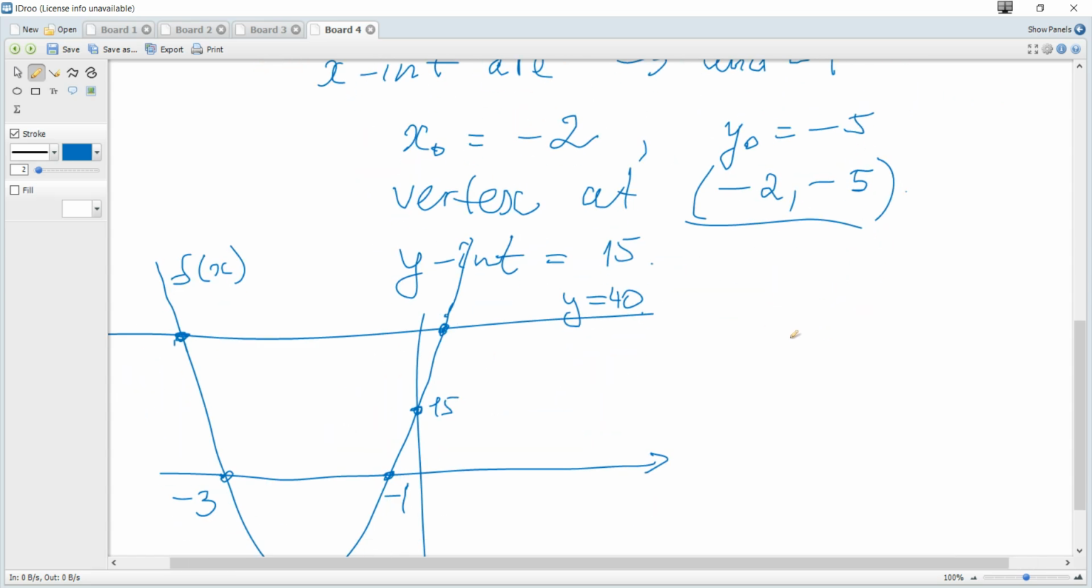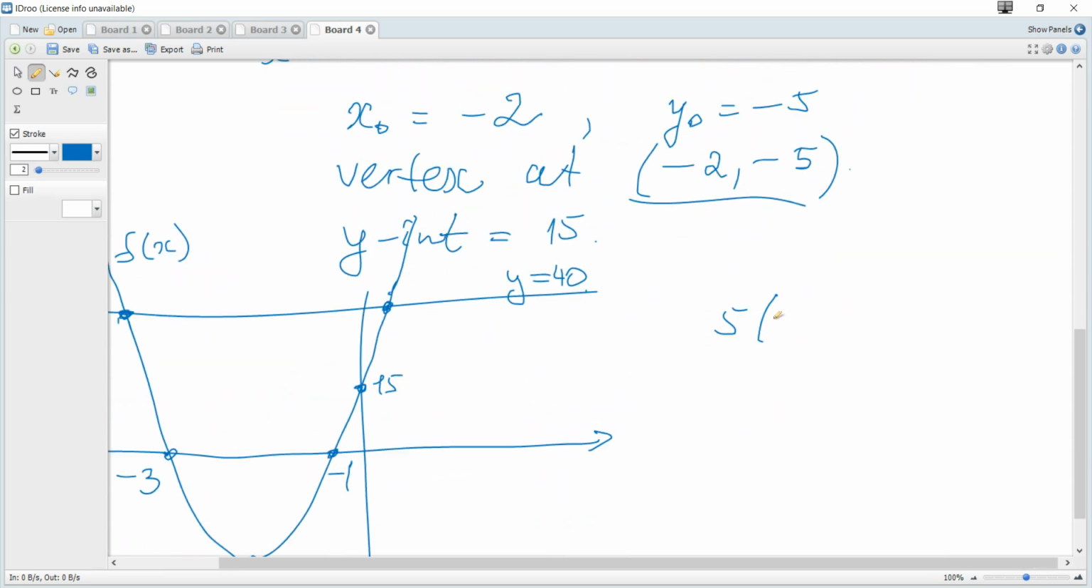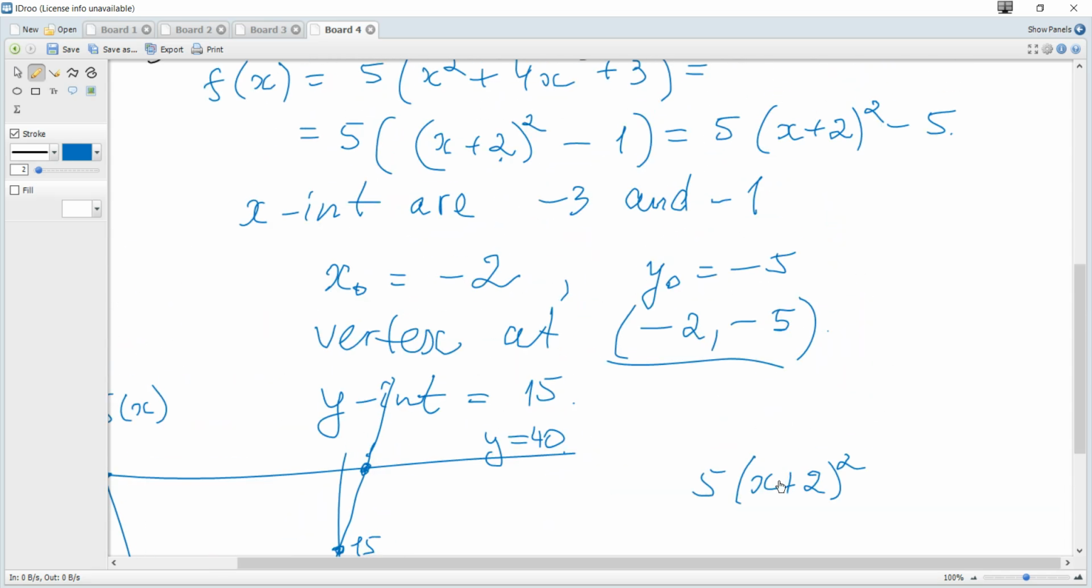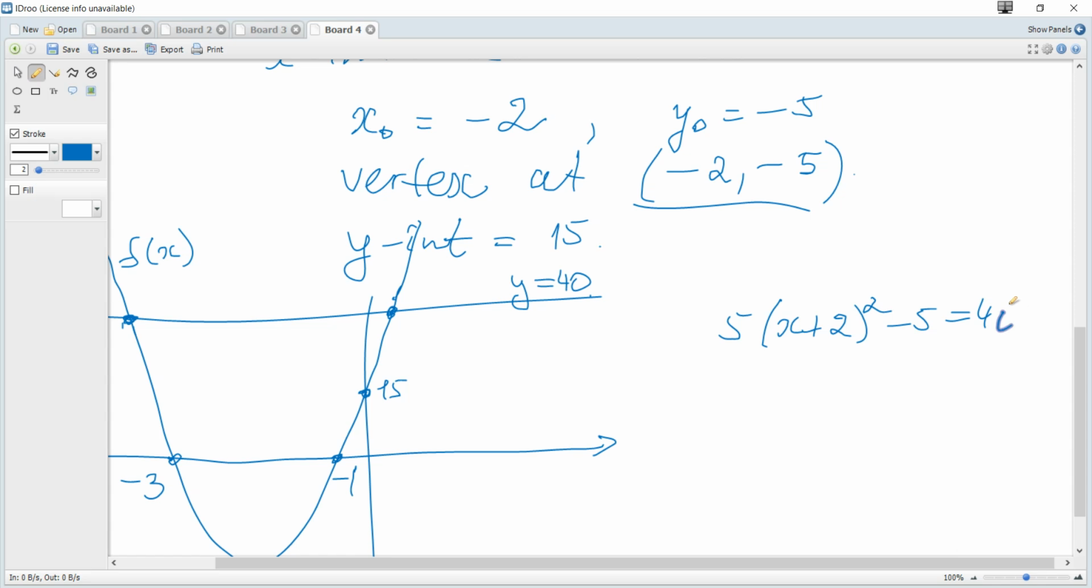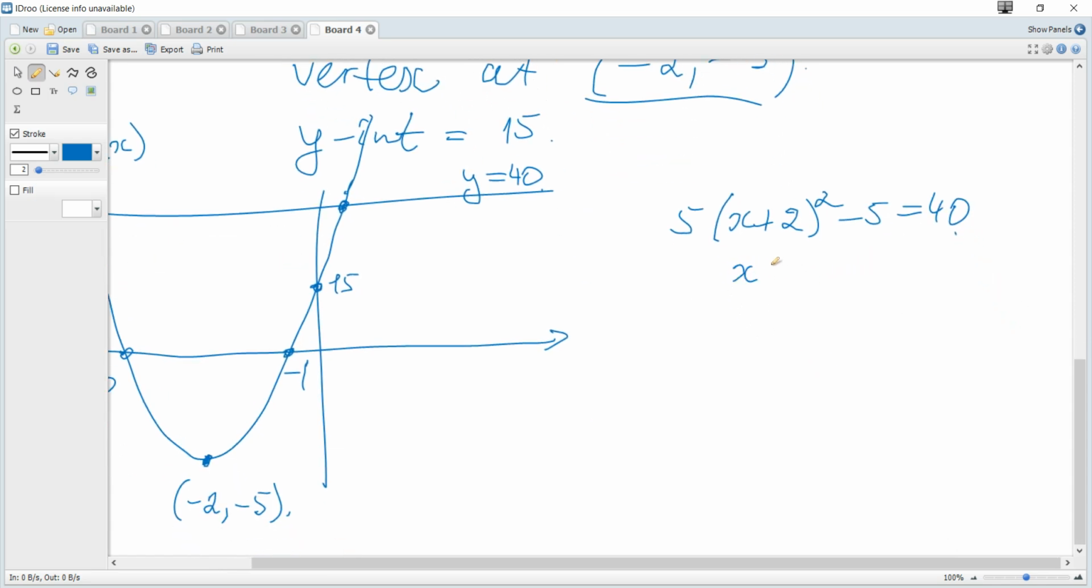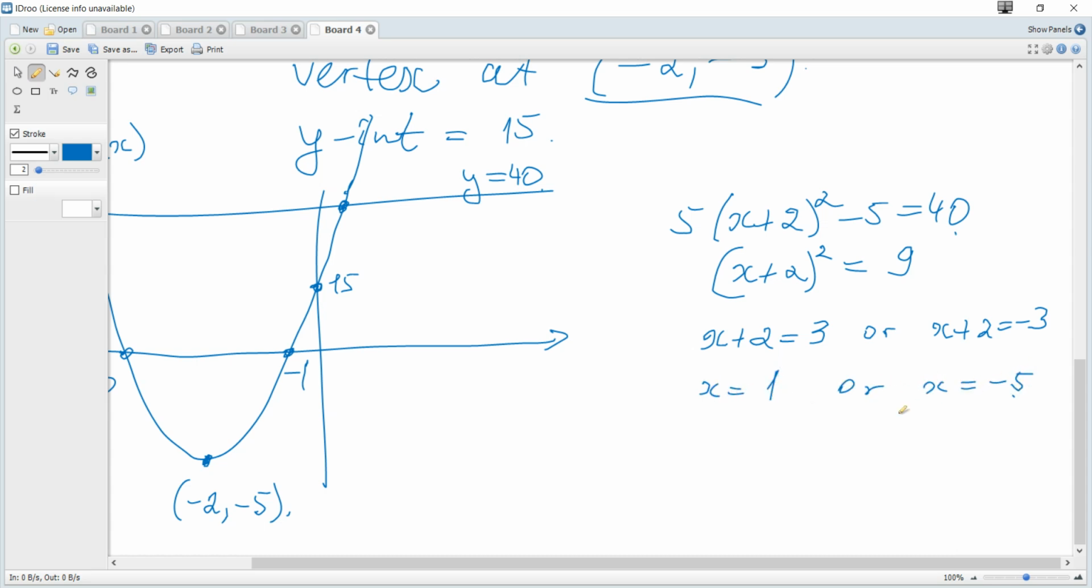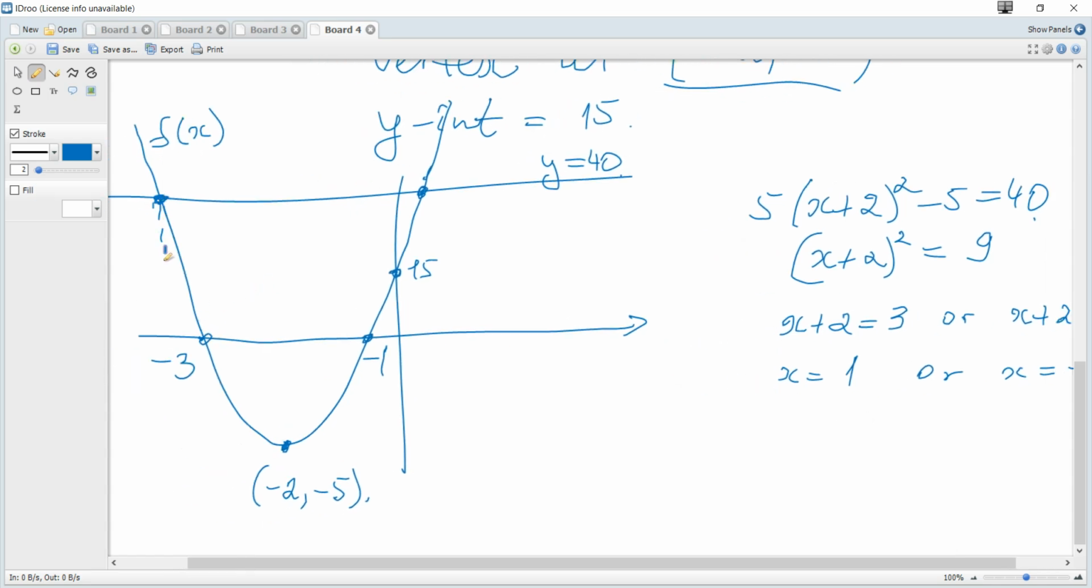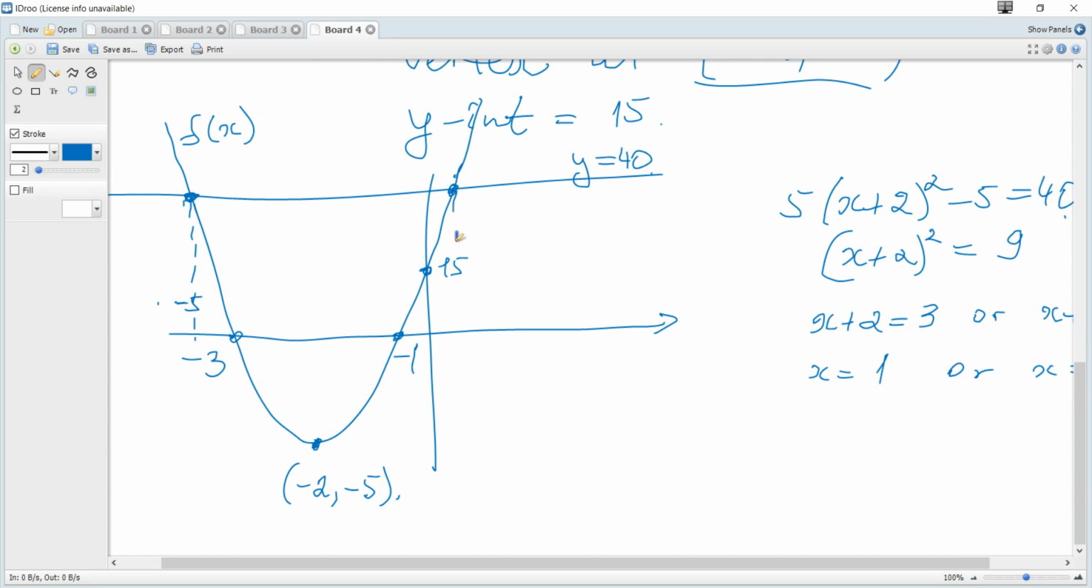Let's use this form: 5 multiplied by (x plus 2) squared minus 5 is 40. So it becomes (x plus 2) squared, it's 45 over 5, it's 9, hence x plus 2 is 3, or x plus 2 is negative 3, so x is 1 or x is negative 5. Hence this root is negative 5, and this is 1.